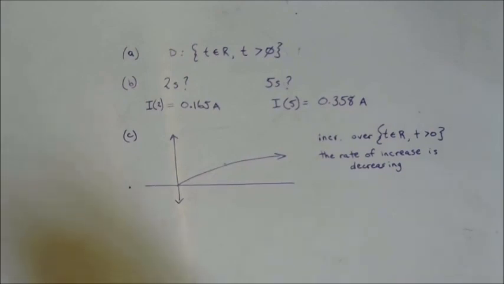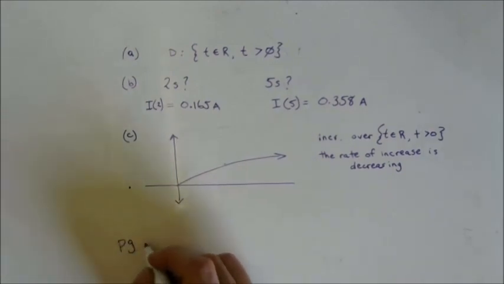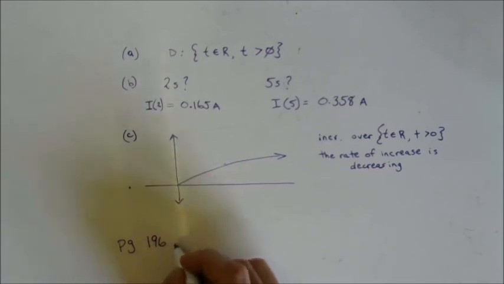Okay, for 3.5, our practice problems are from page 196. They are numbers 1 through 11.